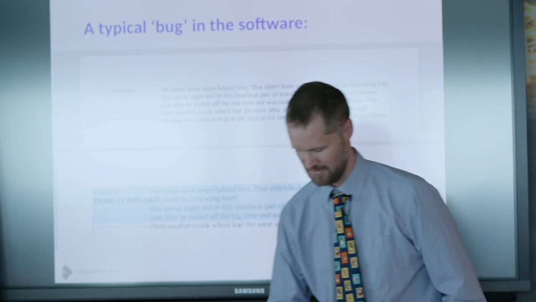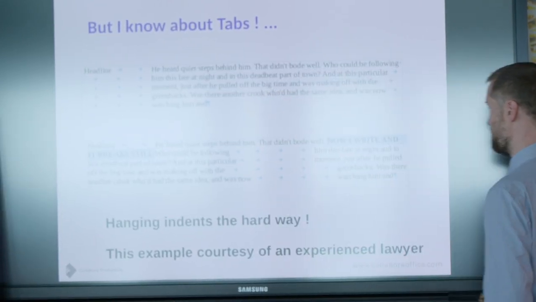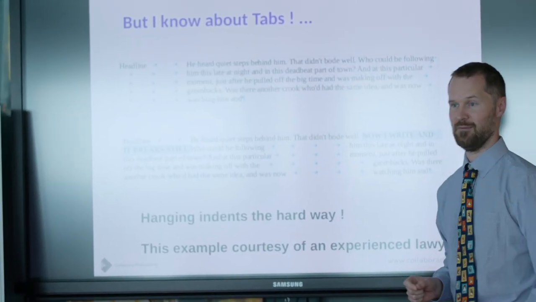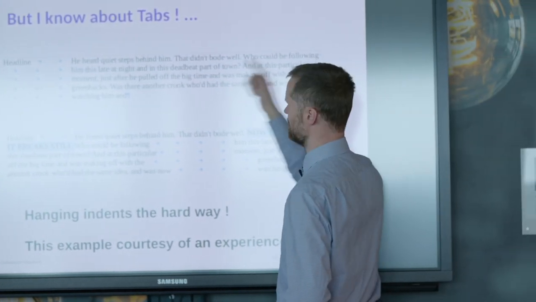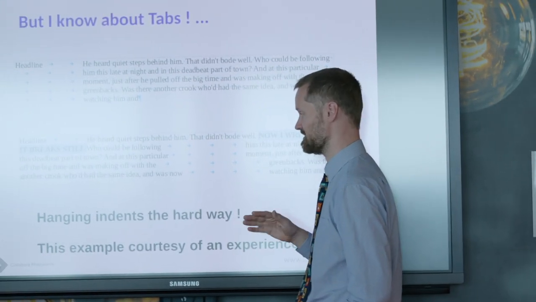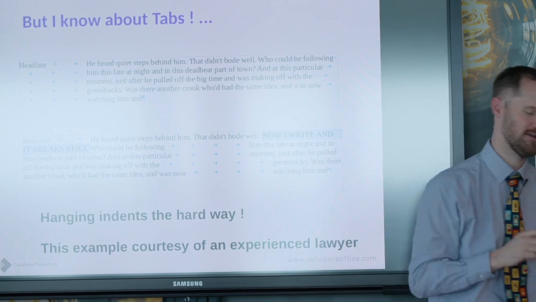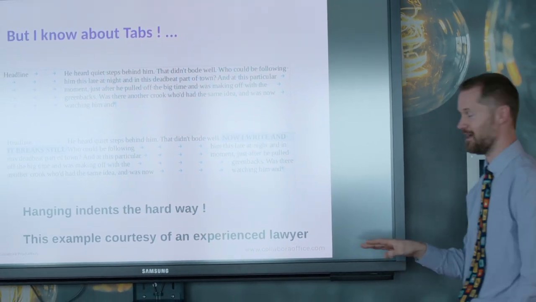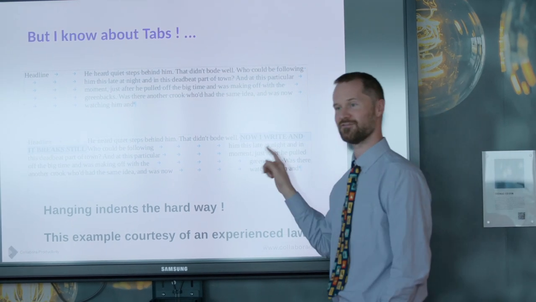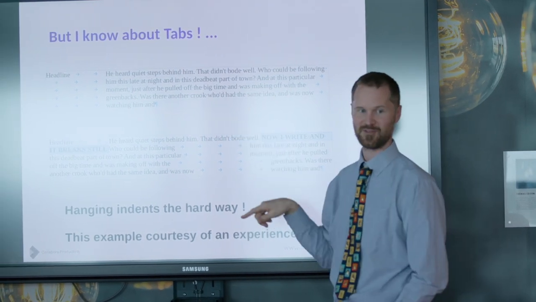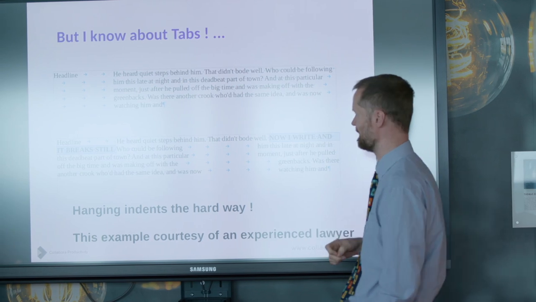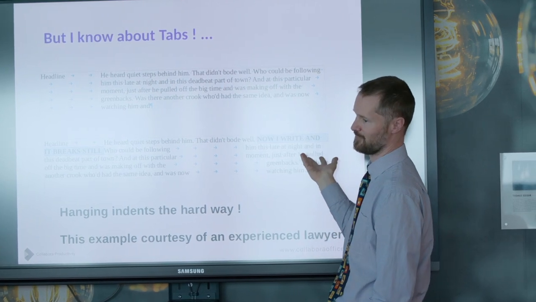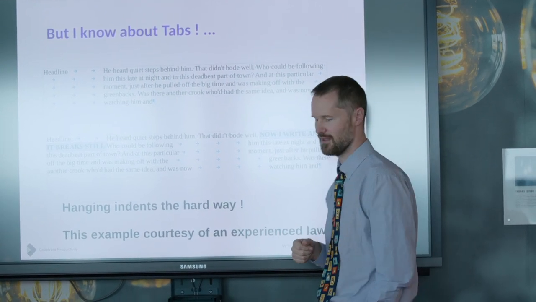There's nothing we can do. And then, of course, you get the geniuses that know more. They know about tabs. So instead, they use tabs to align everything. And actually, this is a real example from a lawyer who works writing text documents all day, every day. That's all he does. And it turns out he's spending a whole lot of time putting tabs and moving them around the document instead of using hanging indents. And it's still broken, even though he's cleverer.